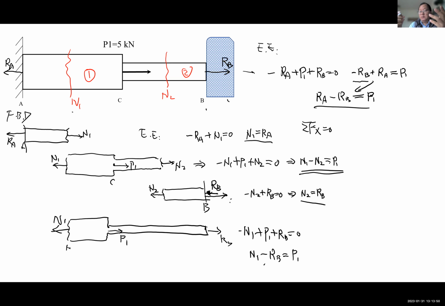You add RA, RB in, right? But then you add more unknowns with additional equations. It's fundamentally the same because RA is N1, RB is N2. So we call this kind of problem indeterminate, because you cannot determine the internal load or some of the reactions, RA, RB, the two reactions, from the equation of equilibrium alone. So that's what we mean by indeterminate problems.